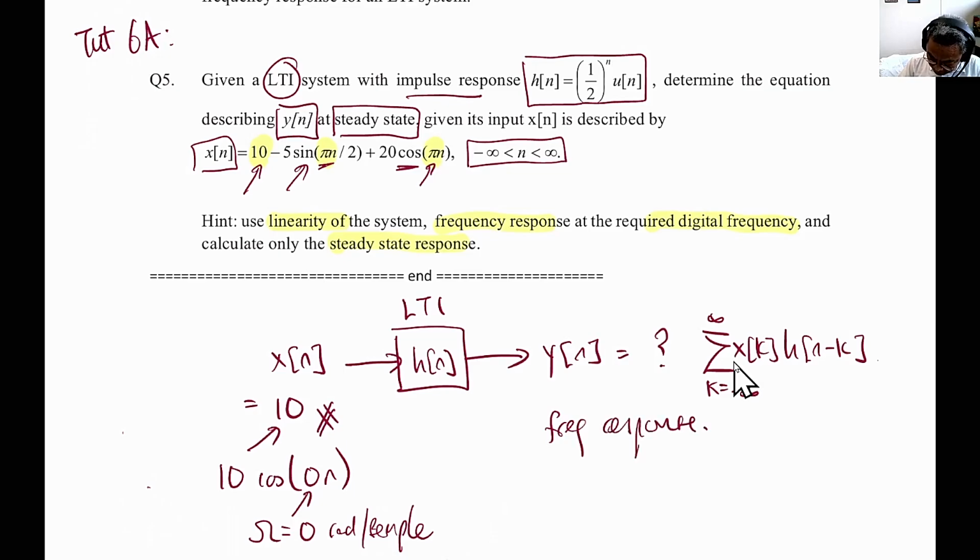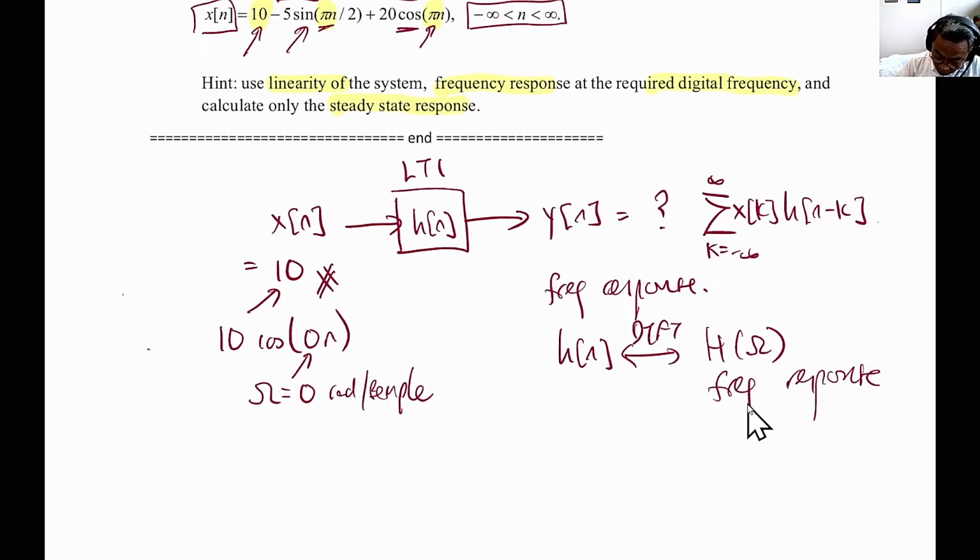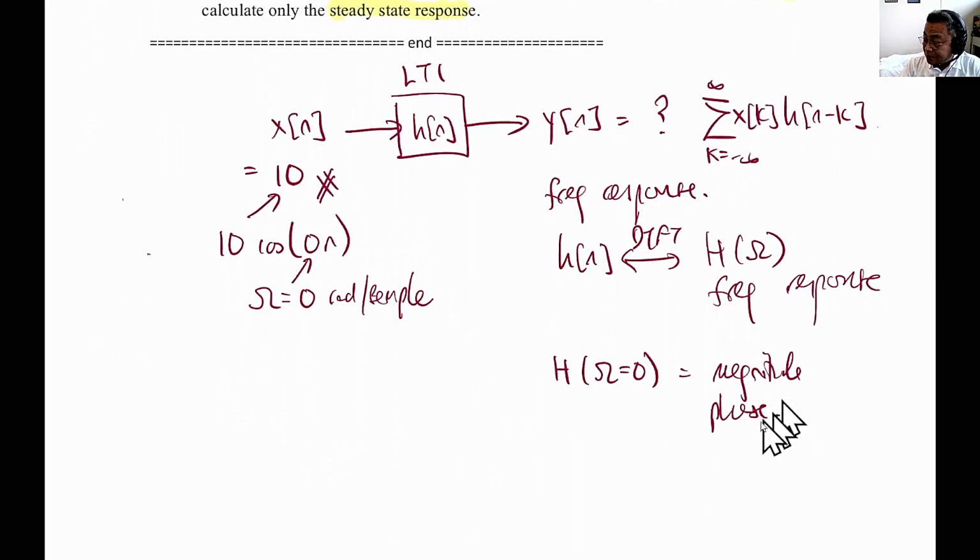Remember that the frequency response is simply h[n] converted by the DTFT to H(omega), and H(omega) is the frequency response. In particular, we are interested in finding H at omega equals 0 for the magnitude and the phase. And when we have the magnitude and the phase response at omega equals 0, we can plug it into 10. Of course, the question now is how to find H(omega).